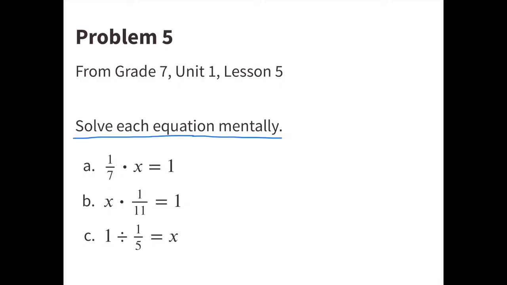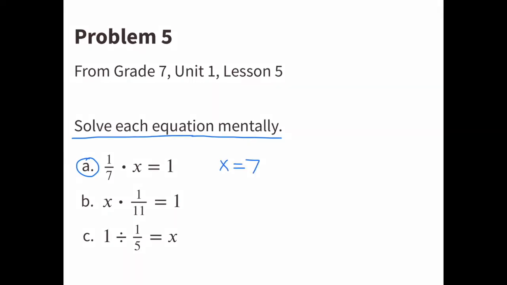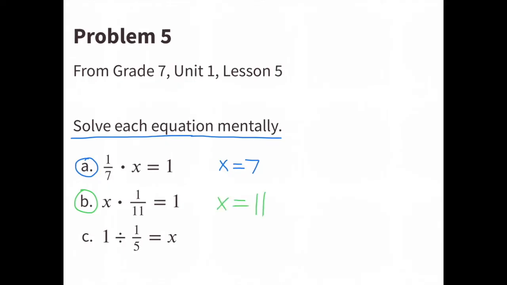Number 5. Solve each equation mentally. A, 1/7 times x equals 1. In this case, x equals 7, because 1/7 times 7 equals 1. B, x times 1/11 equals 1. In this case, x equals 11, because 11 times 1/11 equals 1.